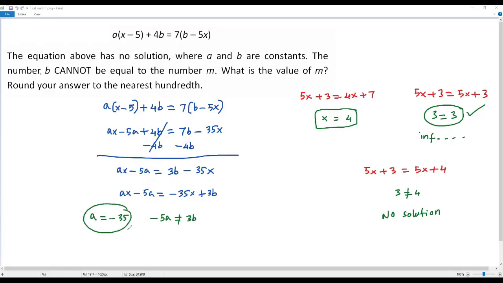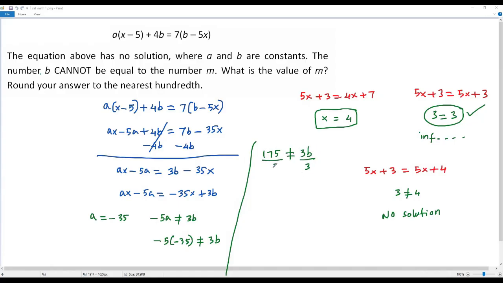Okay, here we have a equals negative 35. We can plug in this negative 35 for a over here. Then I'm getting negative 5 times negative 35 is not equal to 3b. Okay, let me continue over here. When I multiply this negative 5 and negative 35, I am getting positive 175 is not equal to 3b. Now let me divide both sides of this equation by 3. Then this 3 will cancel out. Then I am getting 175 over 3 is not equal to b, or we can write the same equation as b is not equal to 175 over 3.